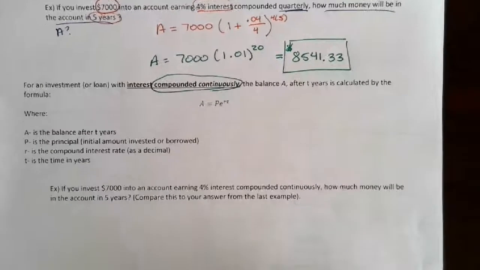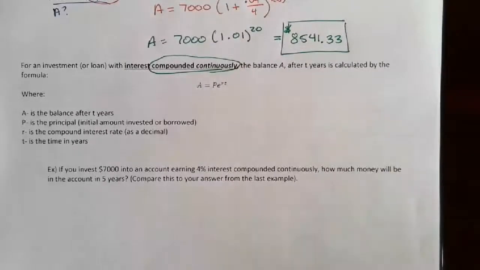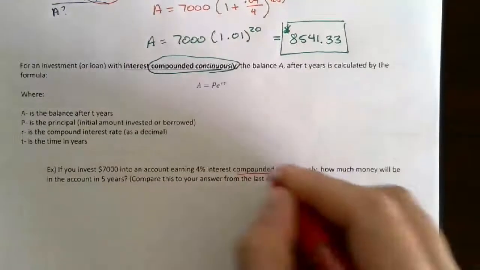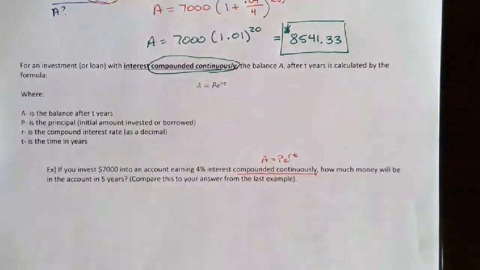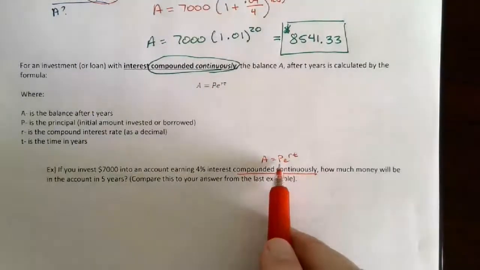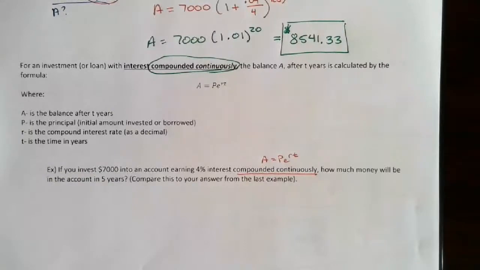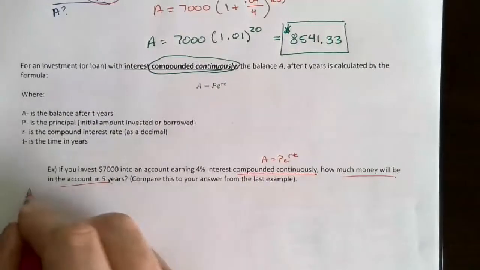So let's take a look at a couple examples. It says if you invest $7,000 into an account earning 4% interest compounded continuously, how much money will be in the account in 5 years? Here it is, compounded continuously. That's telling me to use A equals P e to the RT. In some cases you might see P listed as A sub 0 as the initial amount, and we'll talk about that a little later. But A equals P e to the RT, and they're looking for how much money will be in the account in 5 years, so we're trying to find A.